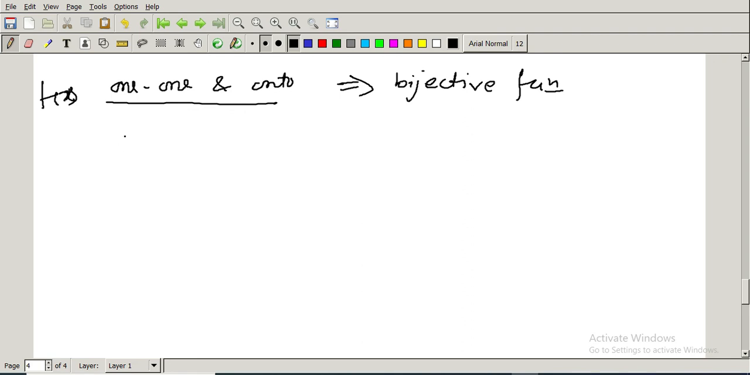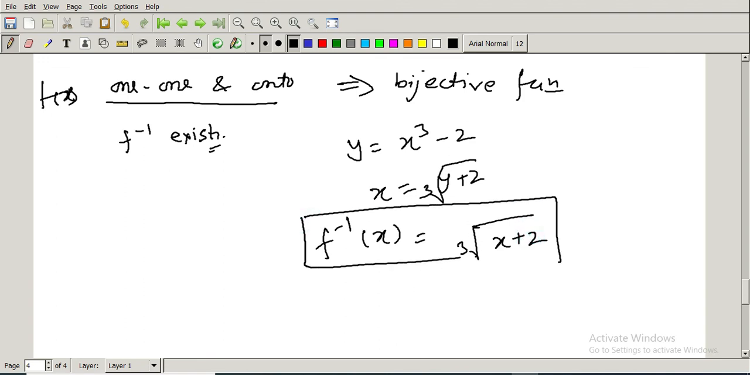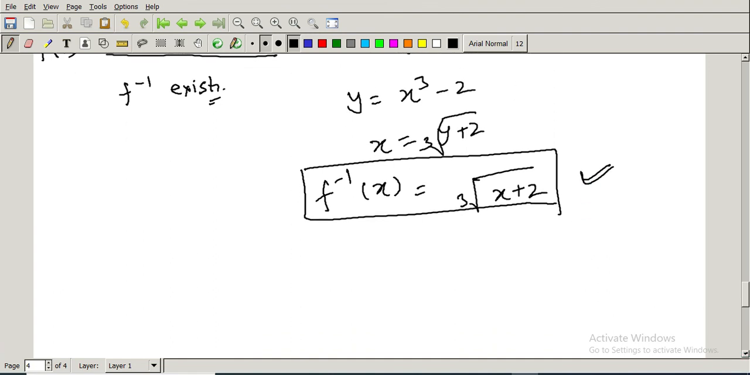Now f inverse exists, so we have to find the f inverse. To find the f inverse, we put f(x) equal to y, so that will be x minus 2. And then x will be y plus 2, right? And f inverse of x will be x plus 2. So this is the f inverse.